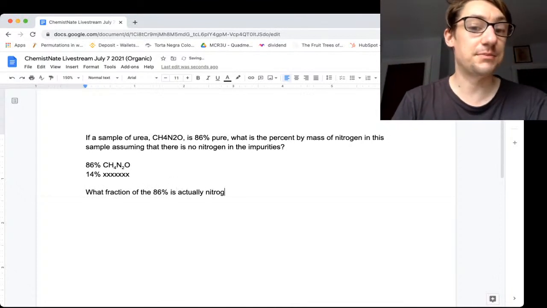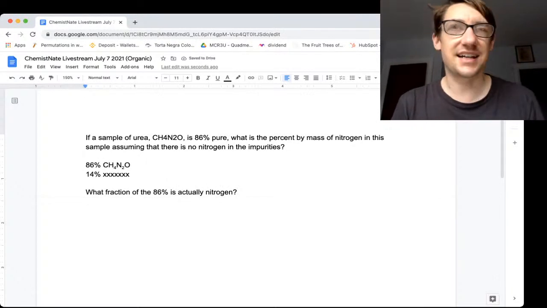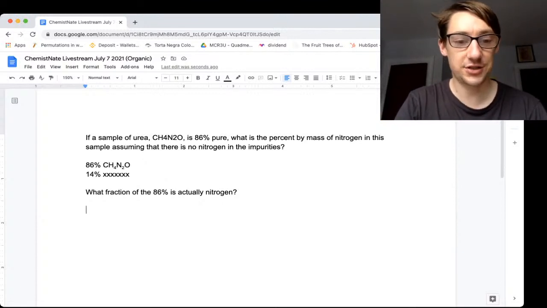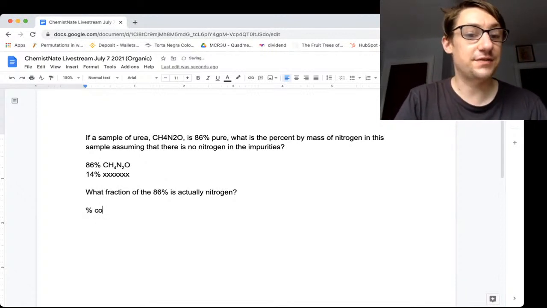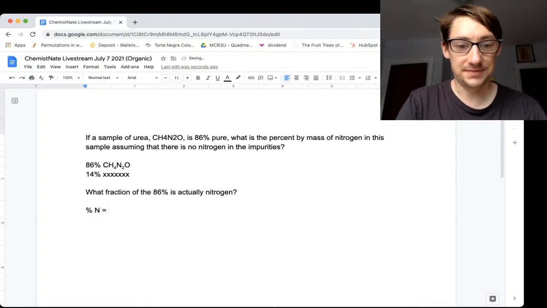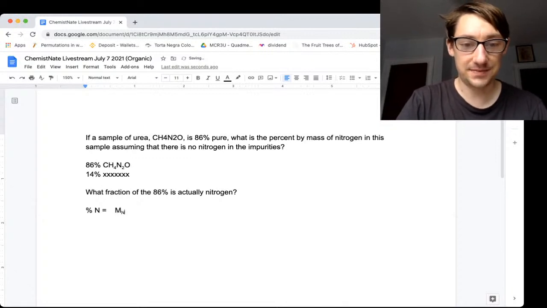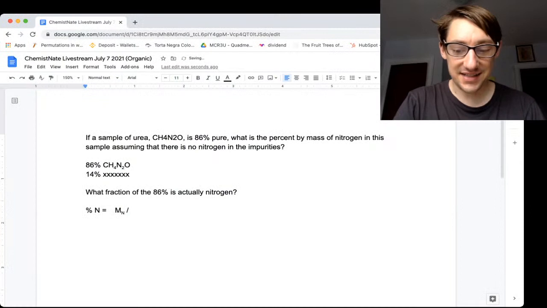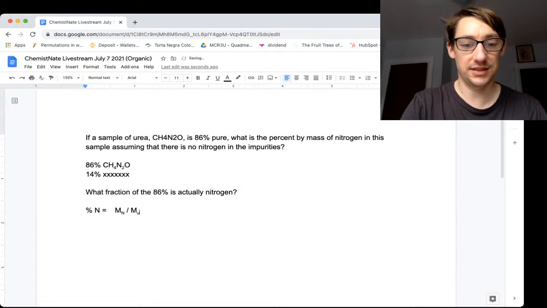Now, I'm not asking about number of grams here. I'm asking for the fraction, or I guess it's kind of percent, of the total mass of urea that is nitrogen. You may have a formula for percent composition. The percent of nitrogen in this sample is the total molar mass contribution of nitrogen out of the molar mass of the entire molecule itself. Most teachers will write the word molecule here.